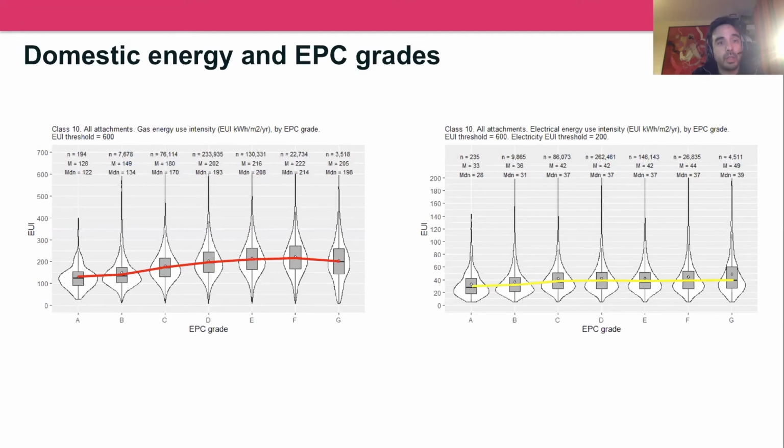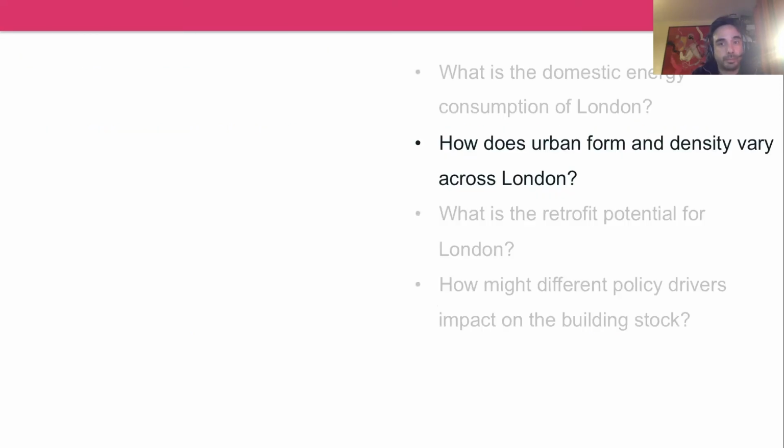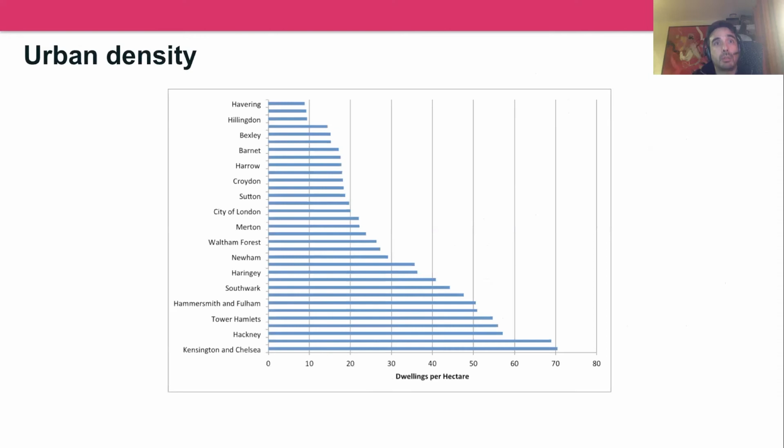So you can see gas intensity rises from A grades to kind of EF grade and then drops slightly to G grade houses, and electricity in contrast is relatively flat. We've also done a lot of work using the detailed geographic and physical data within 3D stock to explore how urban form and density can be quantified and visualized in more detailed ways than the simple dwellings per hectare type measures that are most common.